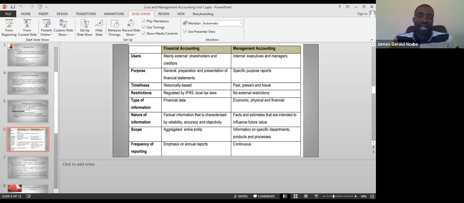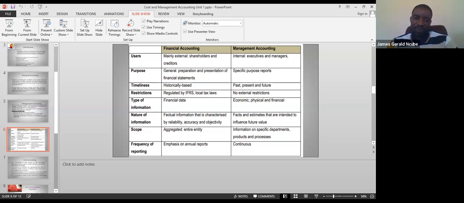Whereas financial accounting looks at the entire organization and all the departments, how has the entire organization performed in a given period? Then, frequency of reporting. Financial accounting emphasizes annual reports. It's normally done at the end of a given annual period or financial year. What was the performance? Thus, the frequency of reporting is normally at the end of a given year.